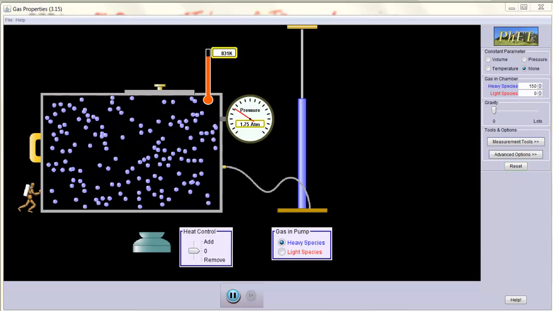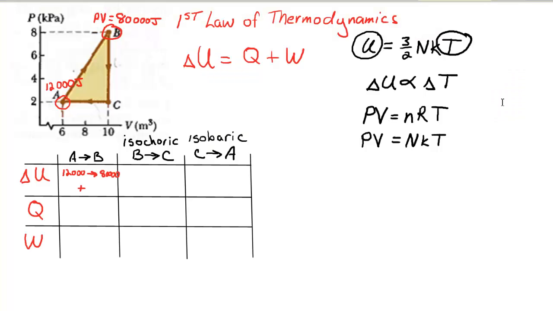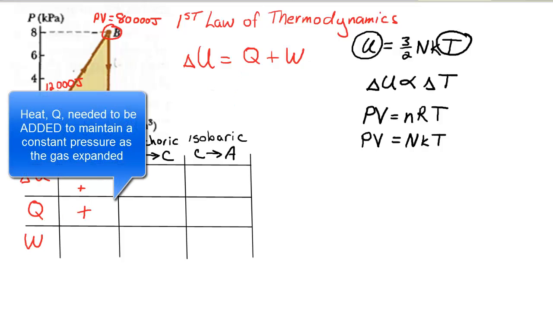Let's go back to our table and fill this in. So Q from A to B is positive as well, adding heat.